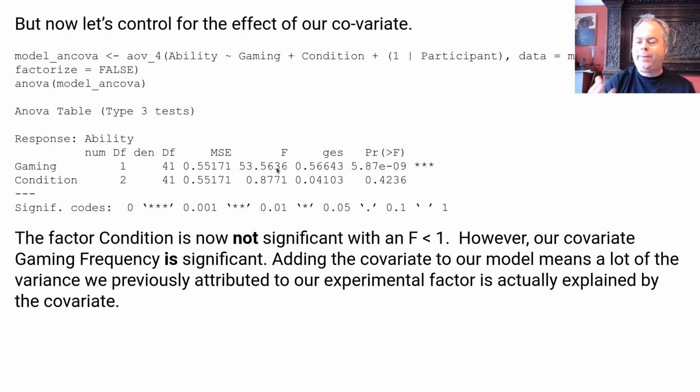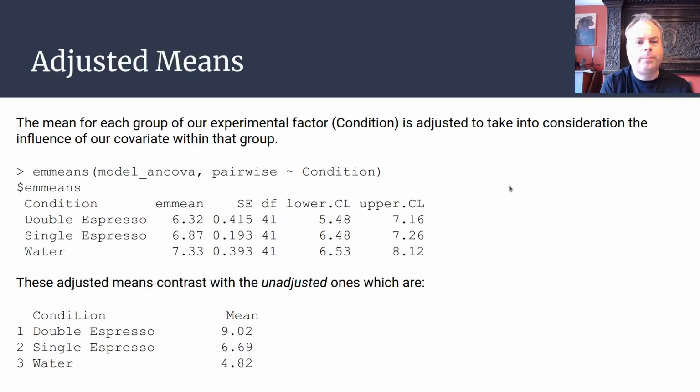So what this basically means is that a lot of the variance that we previously attributed to our experimental manipulation can actually be better explained by our covariate of gaming frequency. So by building this ANOVA model, we actually see that when we control for the effect of our covariate, we actually have no effect of our experimental manipulation.